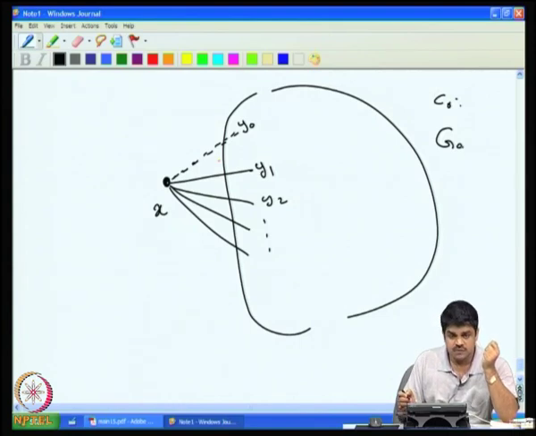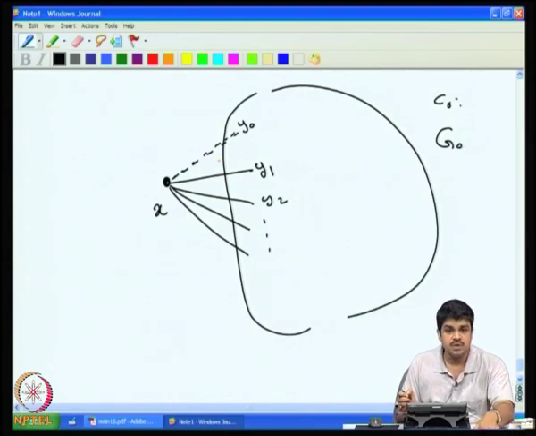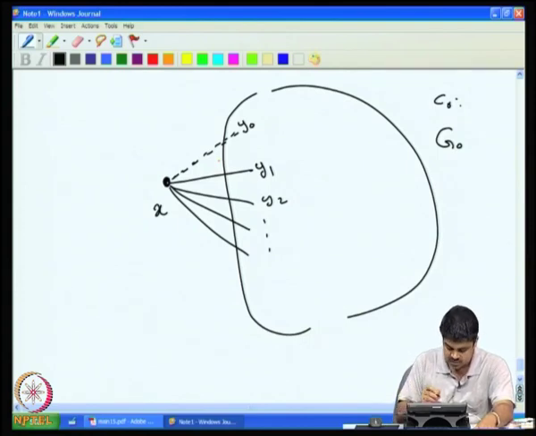So, this coloring C0 of G0 will be such that, if you look at the missing color here, because delta plus 1 colors are there, then two missing colors are there. We can just say one missing color is here, and then the missing color here will also be different, right.